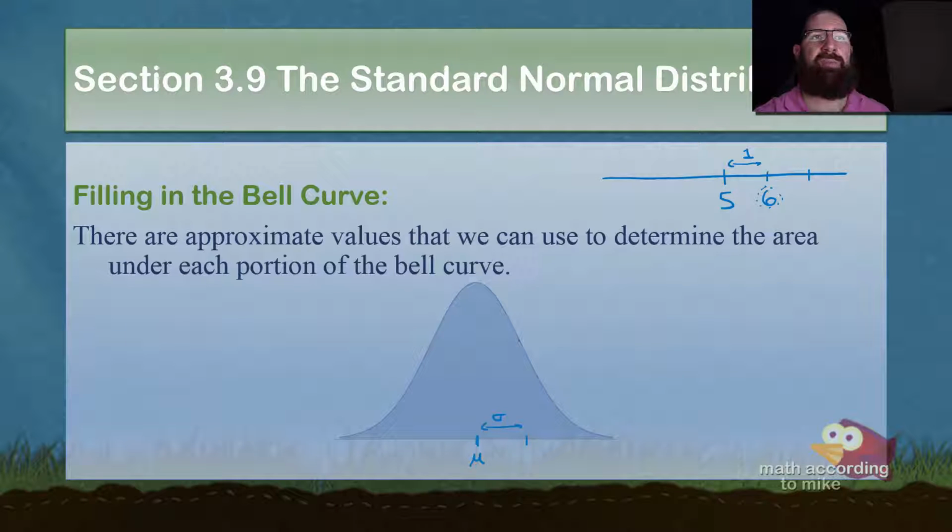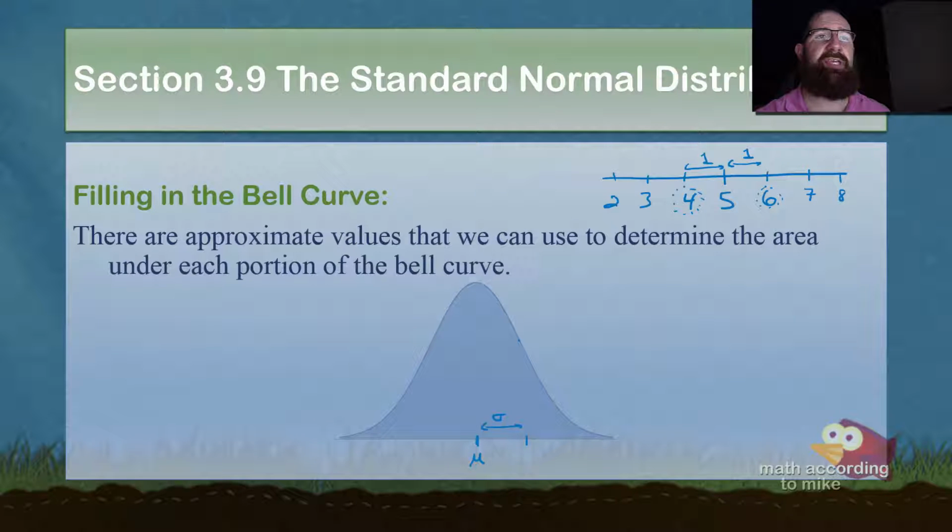And then next would be 7, and then would be 8. We normally go out 3 in each direction. We'll see why later on. And then, same deal. If this was 1, what number goes here? Hopefully you said 4. And then again, we go 3 in each direction.